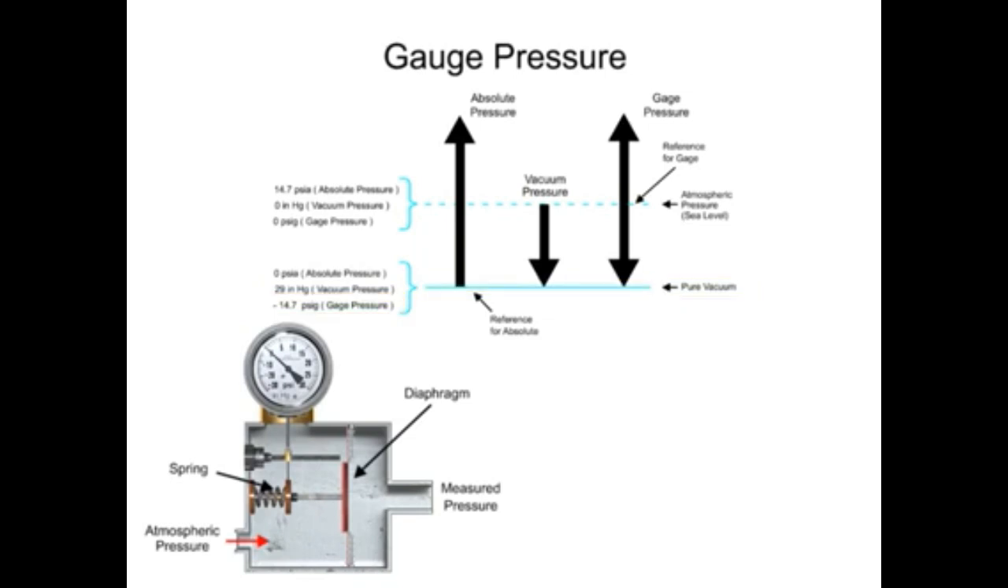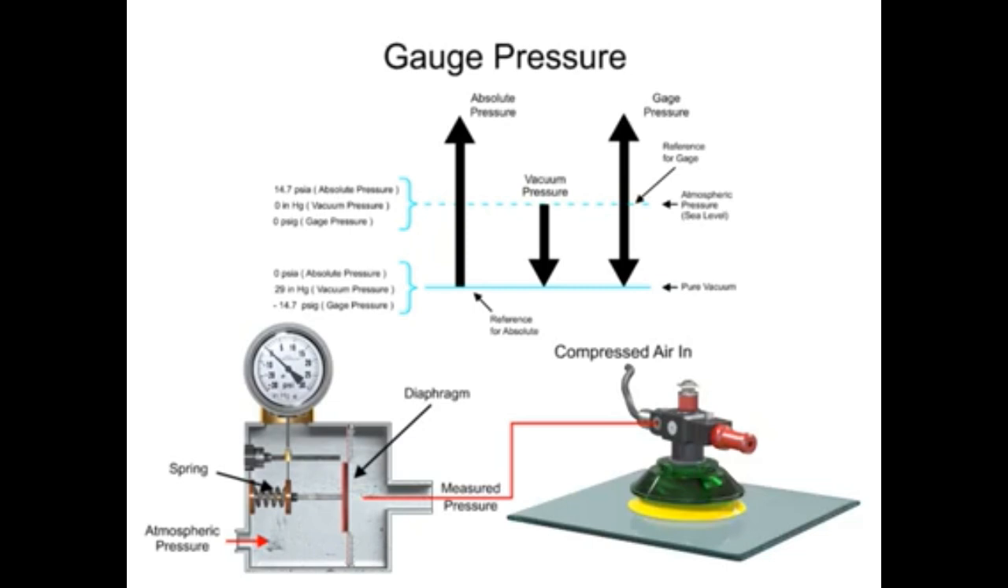Typical negative pressures include material handling of glass sheets using a vacuum gripper, where air is evacuated from the suction cup.